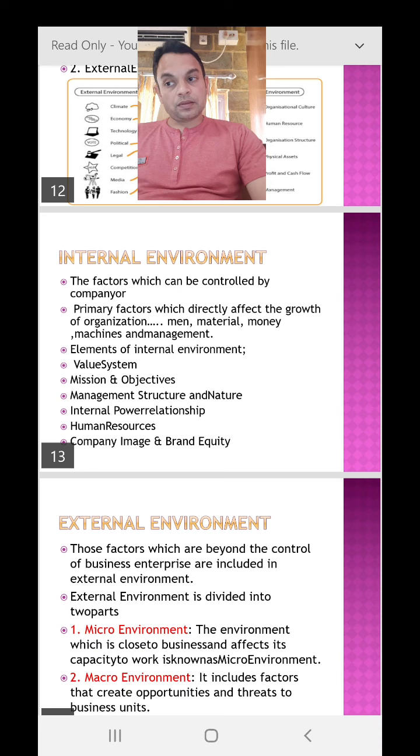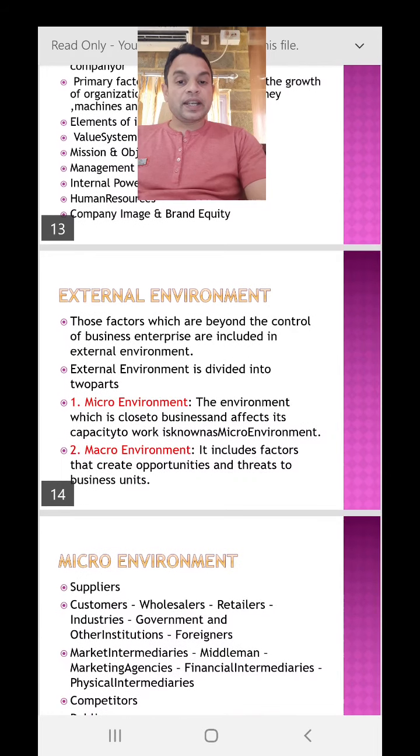Again I'm repeating. Types of business environment means there are two types. One is internal and one is external. Internal factors are the ones which are in the control of the company. We can control those internal factors, that is why we call it internal environment. External environment on the other hand are the ones which cannot be controlled.